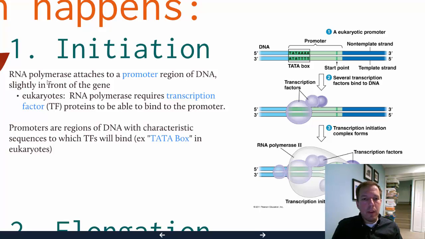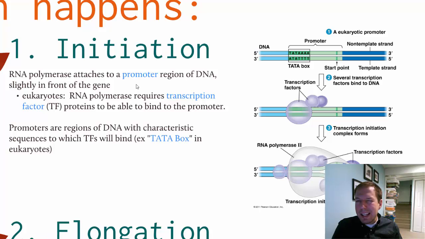Now, the process of initiation is going to begin when RNA polymerase, the enzyme that is going to make the RNA polymer, attaches to a region of DNA known as the promoter. That promoter is going to be slightly in front of the very beginning of that gene to ensure that nothing is skipped in the beginning.